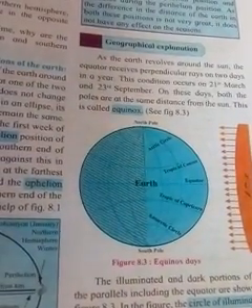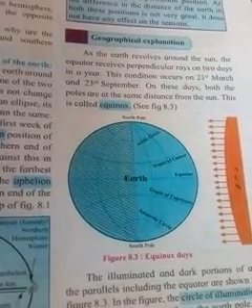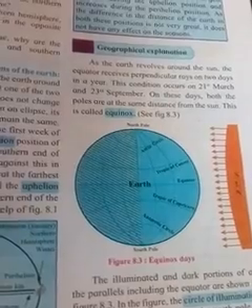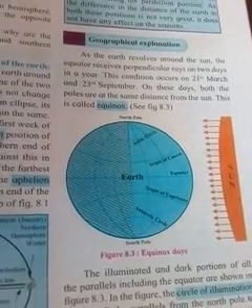As the next point, as the earth revolves around the sun, the equator receives perpendicular rays on 2 days in a year. This condition occurs on 21st March and 23rd September. On these days both poles are at the same distance from the sun. This is called the equinox.